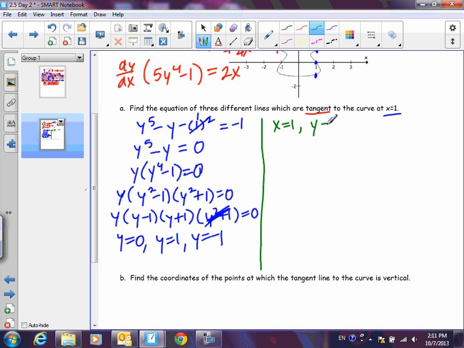All right, so first case again, x equals 1. Let's let the first case be y equals 0. Well, I still don't know what my slope is. But don't I have a slope generator? Just plug in the x and y values. So I think that was 2x. I'm going to rewrite it right here. So that's going to be 2 times 1 all over 5 times 1 to the 4th minus 1.